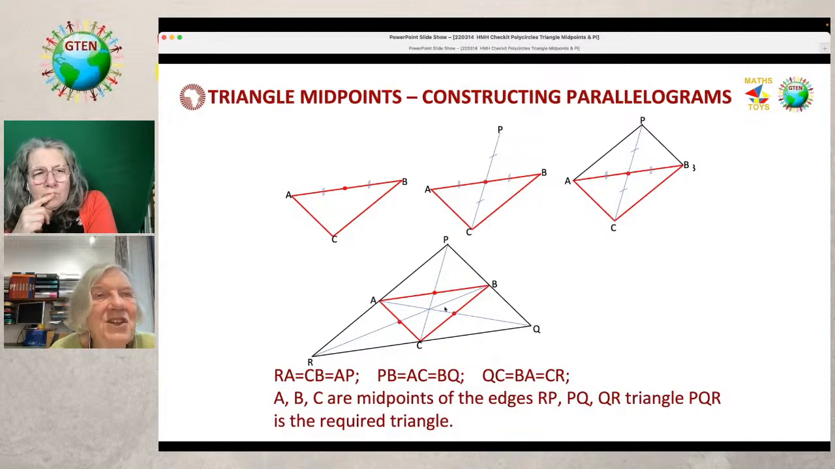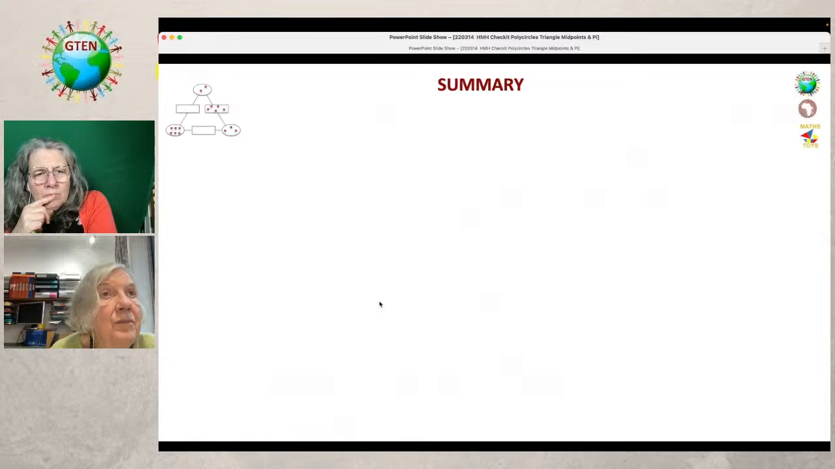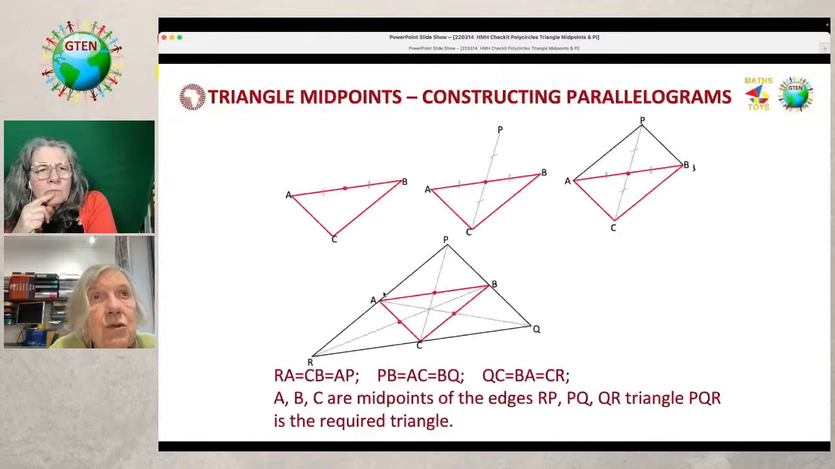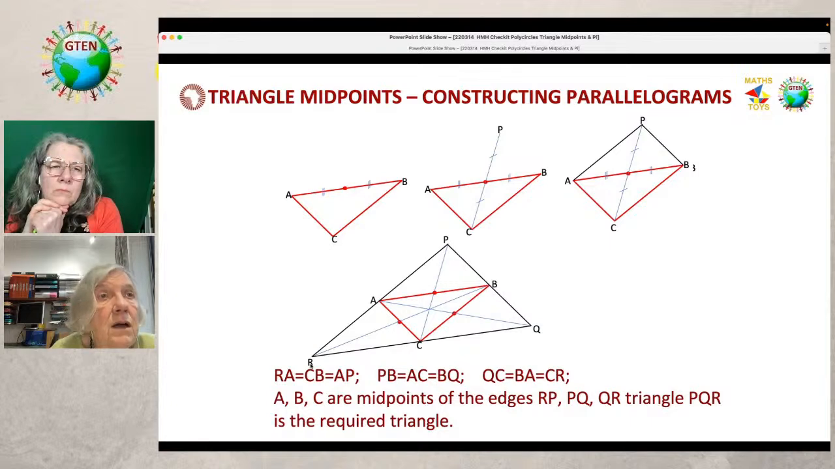Indeed, that's right. So you do the same to find Q, and you get A, B, Q, C is another parallelogram. And having done that, I'll come to the summary in a minute. Having done that, you now need to find R. So you do exactly the same thing again, and you've got A, B, C, R is another parallelogram. And bingo, it's done. That is pretty, isn't it?